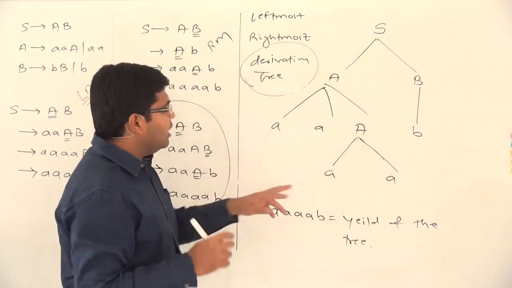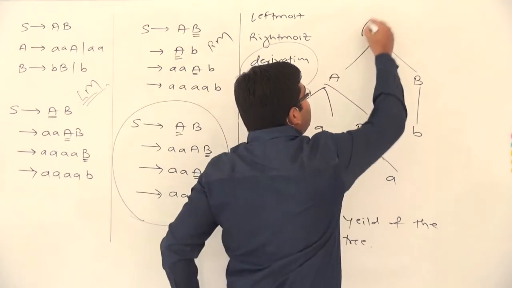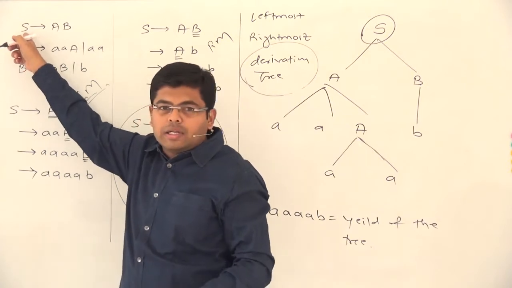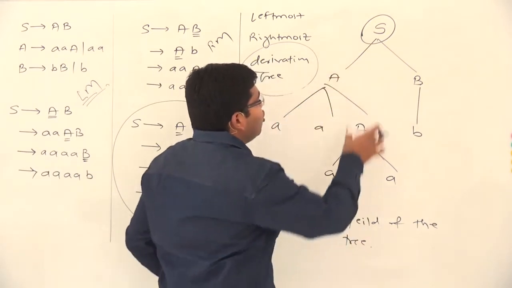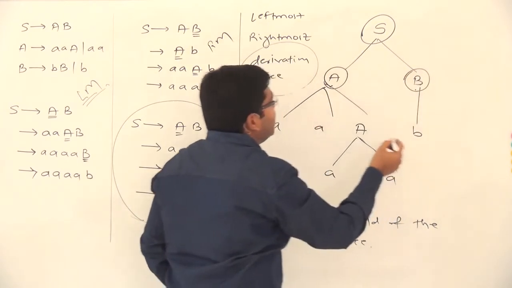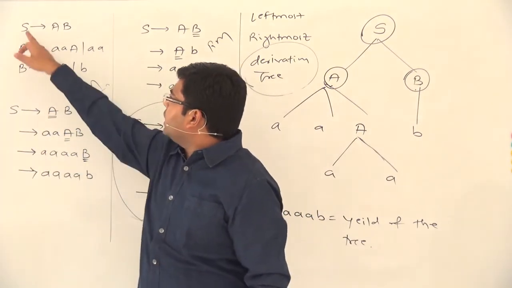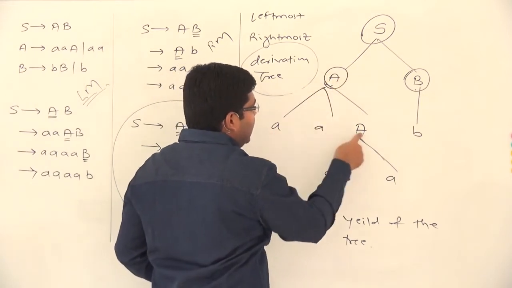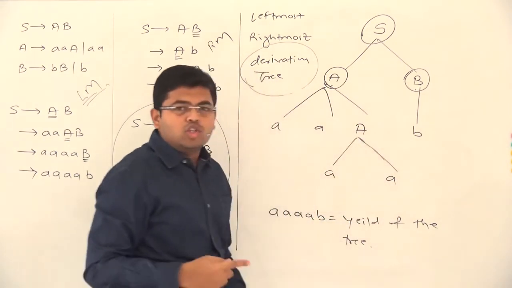And remember very well, there are certain properties of the derivation tree. What are they? The root of the derivation tree must be the start symbol of the grammar. Here the start symbol of the grammar is S, and therefore the root of the tree will be S. When we add A and B as the child nodes of S, then S produces AB must be a production in the grammar. Similarly, A produces a is also a production, B produces b is also a production, and A produces AA is also a production.